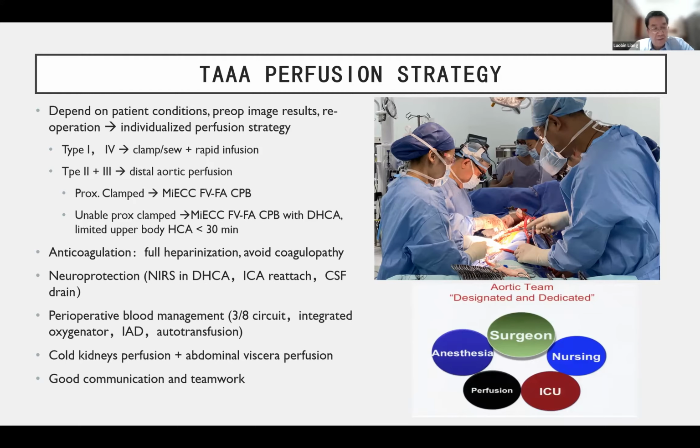For perioperative blood management, like I said before, we use a circuit to minimize the prime and minimize hemodilution, and we use an integrated oxygenator, so we don't have to use a separate arterial filter. Every patient, we try to take blood off for intraoperative autologous blood donation. For every case, we use autotransfusion. For kidney protection, we use cold kidney perfusion, and for abdominal organ protection, we also perfuse the abdominal vessel artery branches.